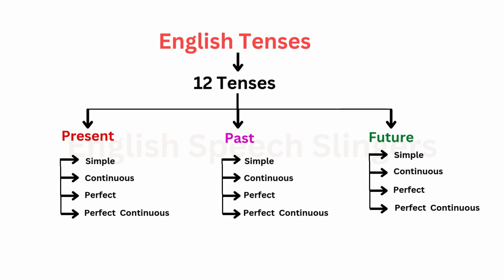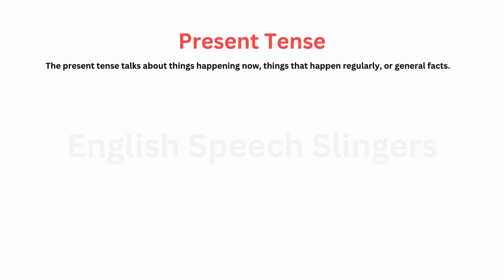They are simple, continuous, perfect, perfect continuous. Now that we've gone over the names of the 12 tenses, let's take a closer look at each one to understand what they mean and how they work. Present tense. The present tense talks about things happening now, things that happen regularly, or general facts.